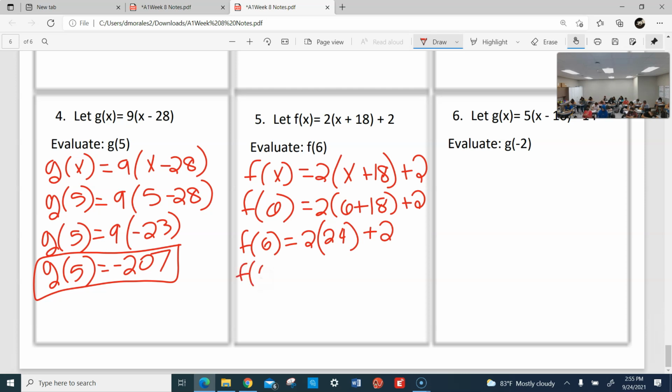So 2 times 24? 48. Plus 2 more? 50. So f of 6 should equal 50. People who finished this in advance, is that what you got? All right, cool. Last one. Get that one done all by yourself now.